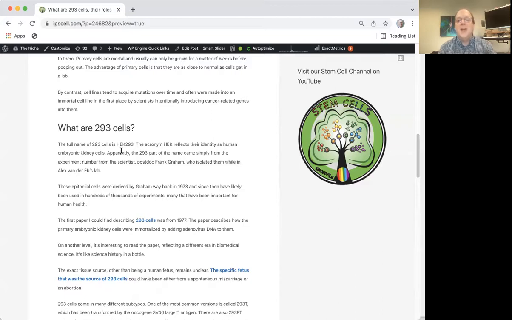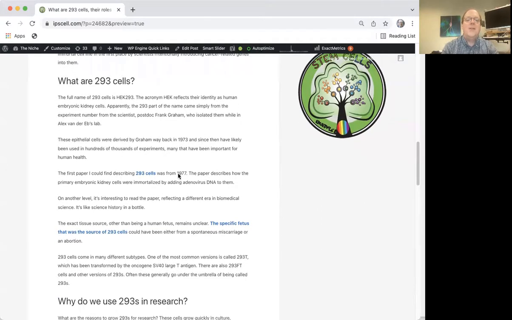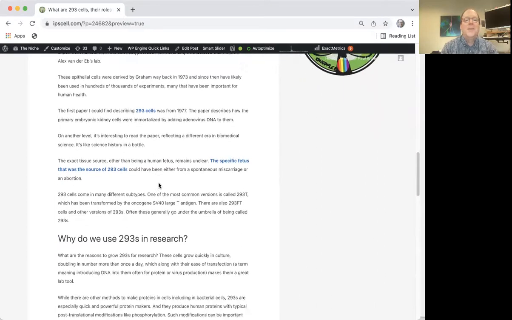The lab that first made them actually had to make them immortal by putting in some viral sequences that made those cells grow forever. So these cells have been around a really long time. I go through in this post the first paper I found describing these cells. So again, check it out at ipscell.com if you want to dig in and get to that paper and look at it. It's actually kind of interesting for me as a scientist looking at how papers were written way back then. Things were a little bit different. So that's kind of fun to go back and look at old papers.